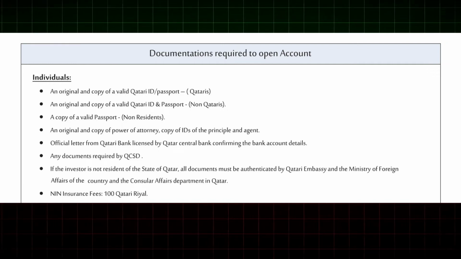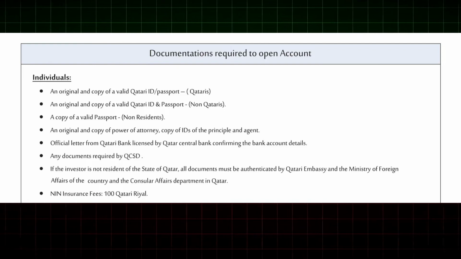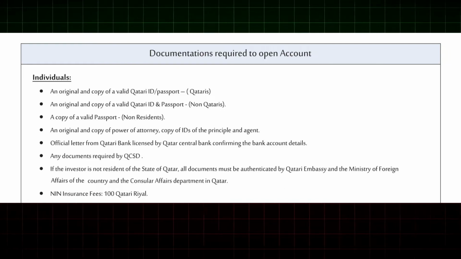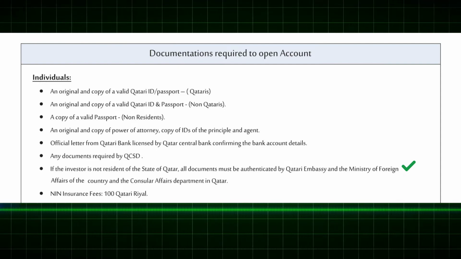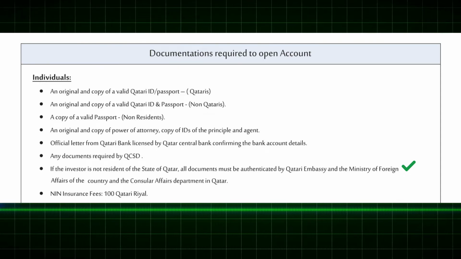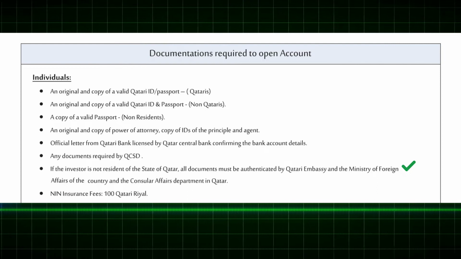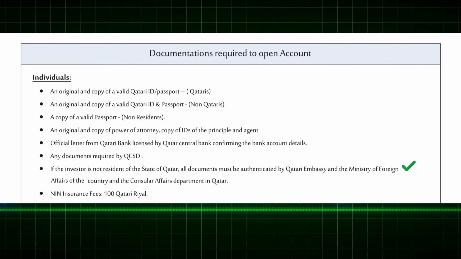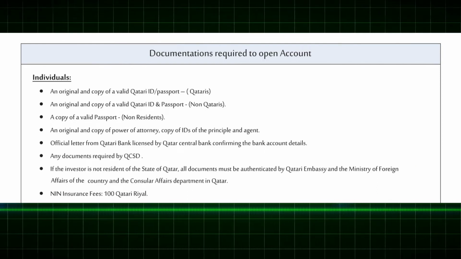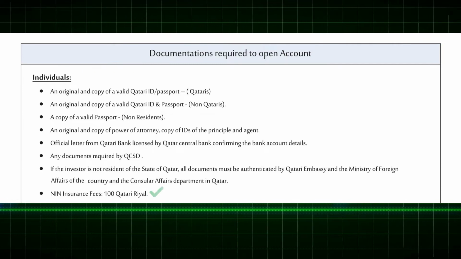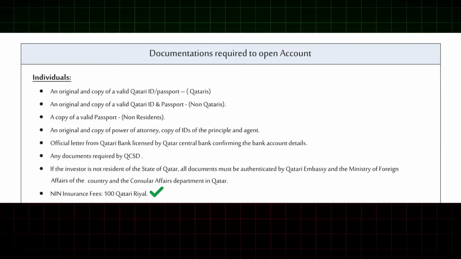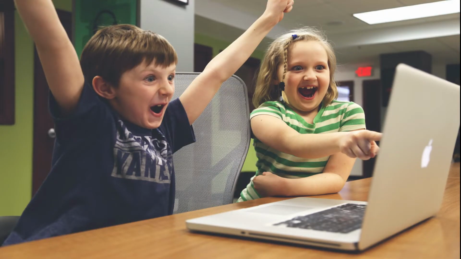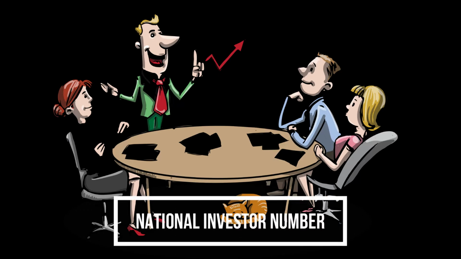in this official letter the bank will be confirming your bank account details. The other requirement is, if the investor is not resident of the state of Qatar, all documents must be authenticated by the Qatari Embassy and the Ministry of Foreign Affairs of the country. Once all these requirements are fulfilled, you have to pay a fee of 100 Qatari riyals. After that, you will be registered at QCSD and they will give you a national investor number.